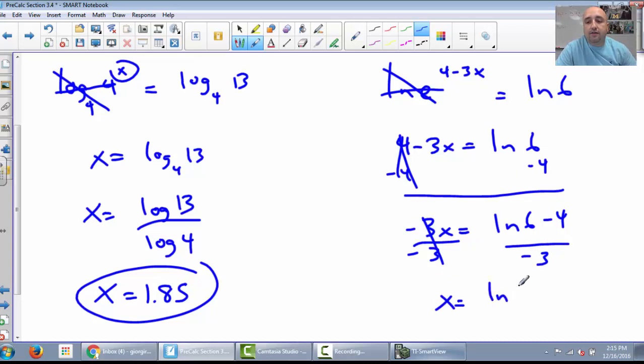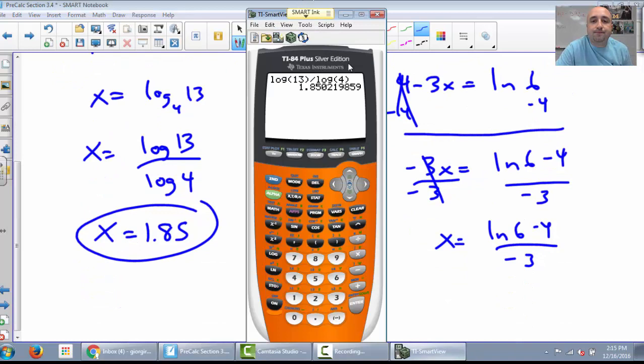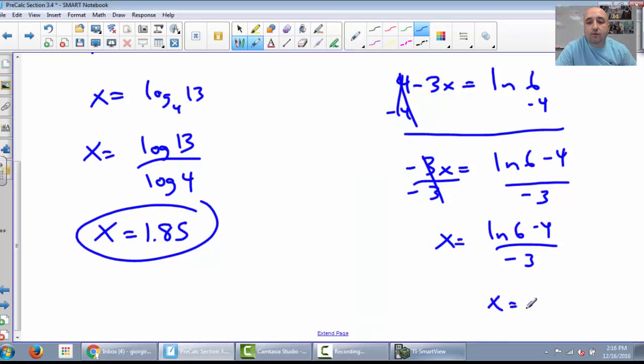So ln of 6 minus 4 divided by negative 3, that's a calculator problem. So I'm going to do the top first. ln of 6 minus 4, enter. And I'm going to divide that by negative 3, and it will give me an answer of 0.74. x equals 0.74. And there we have it.